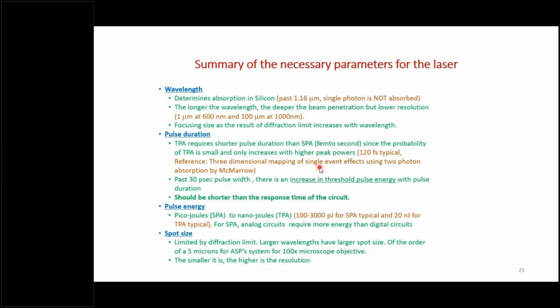Also, depending on analog or digital circuits, the digital circuits usually could trigger the SCU with picojoules, but for SCT, you may need nanojoules. So analog circuits require more energy. And spot size could be anywhere from 1 micron to 5 micron, depending on the microscope objective, the wavelength and the focal length. It is limited by the diffraction limit. What is for sure is the smaller the spot size, the higher the resolution.